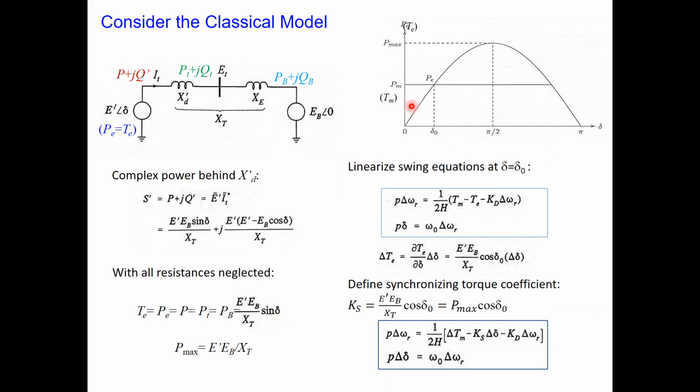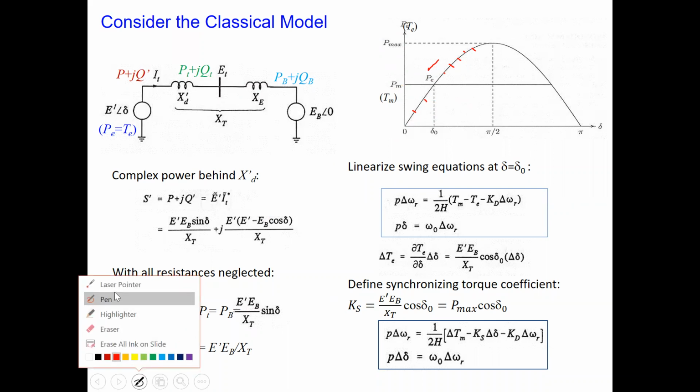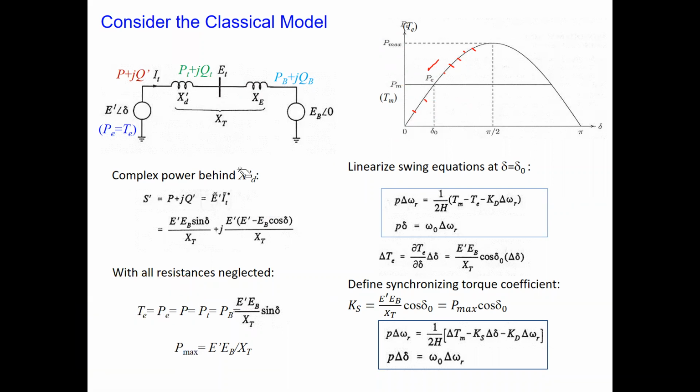But this characteristic is represented by electrical power here. So in fact, any point on this characteristic is actually electrical power, right? Now, if I ask you, you apply a change in the turbine power, how will you apply it? What will be the change in the characteristic? Can anybody say?